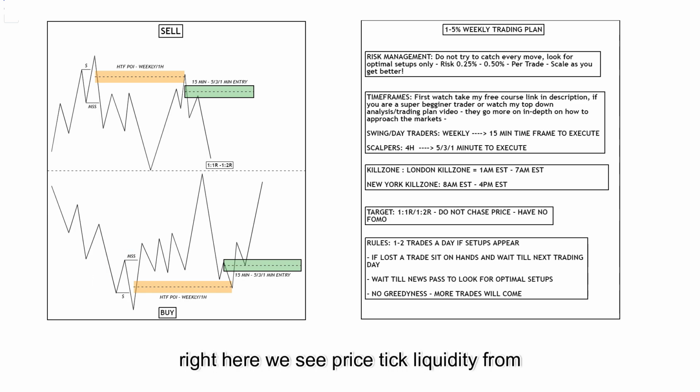So right here, we see price take liquidity from this old low and give us a market structure shift, and then build liquidity right here. So this right here becomes our higher time frame point of interest, our weekly to 1 hour zones. Then we'll wait for price to come inside of our weekly zone.